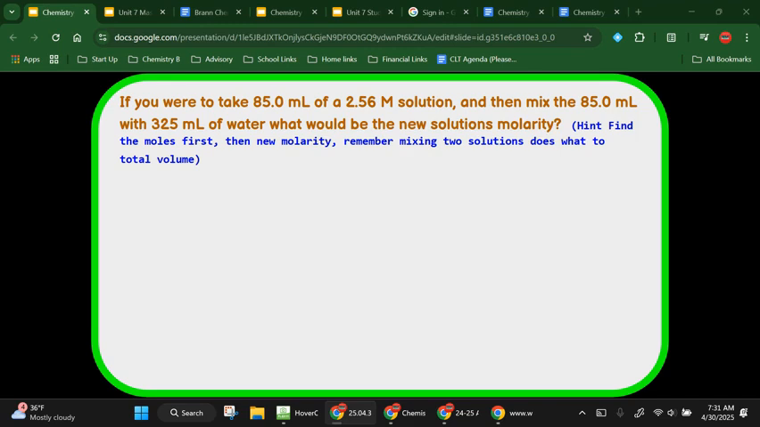So if the problem stopped at the first comma, find the moles. Okay? If the problem stopped at the first comma, find the moles. That's the first thing you need to do.